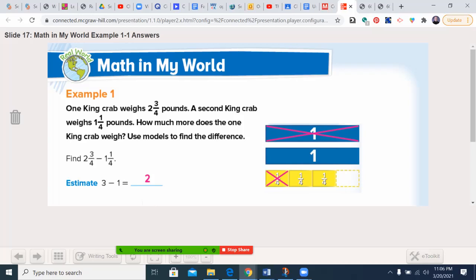And now they removed the 1 1/4. So they crossed out the 1, so you still have 1 whole 1. And they crossed out 1/4. So we had 1 2/4, which is 1 1/2. 1 1/2 is close to 2, so our estimate will be good. But make sure you write down the 2 for the estimate.